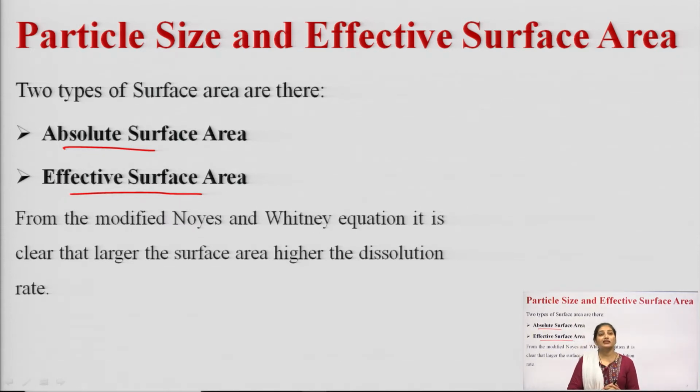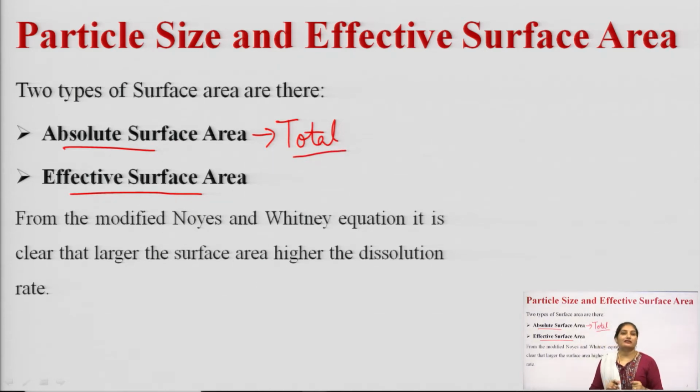What do you mean by absolute surface area? Absolute surface area is the total area of the solid surface of any particle. It is the total area of the drug particle. And what do you mean by effective surface area? As the name indicates, the effective surface area is the surface area that is in contact with the dissolution medium, or that is getting exposed to the dissolution medium.